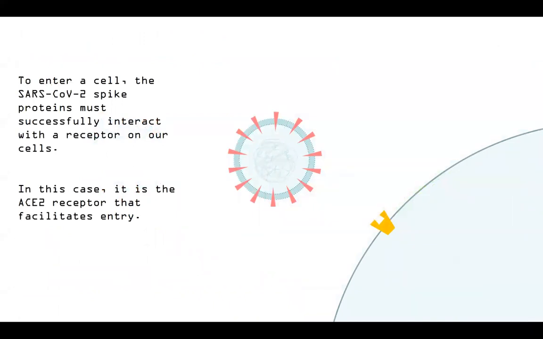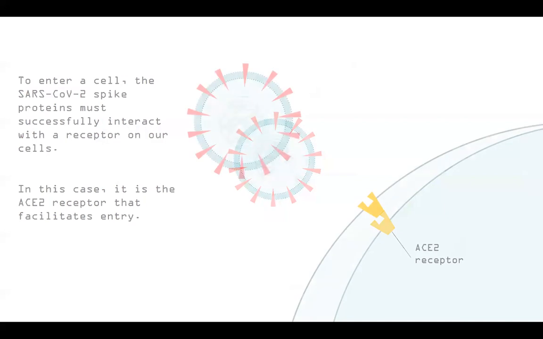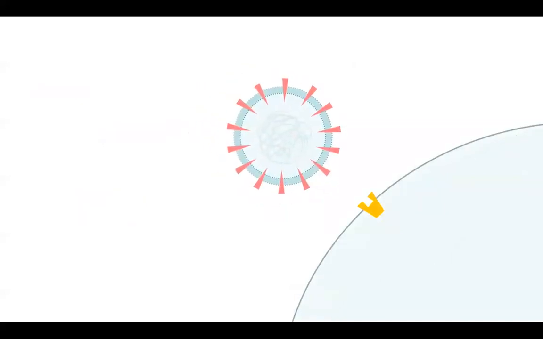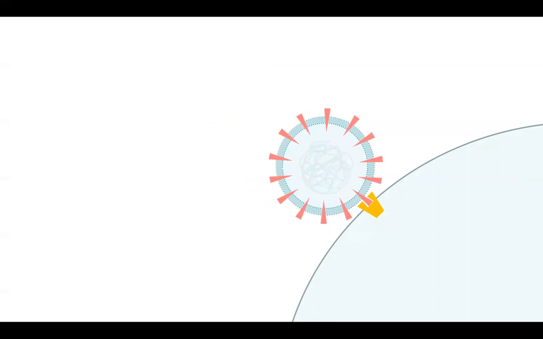To enter the cell, the SARS-CoV-2 spike proteins must successfully interact with the receptor on our own cells. In this case, this is the ACE2 receptor. This is why you hear about ACE2 getting a lot of attention in the context of coronavirus. It's the receptor that facilitates entry, and it's present not only in the respiratory system, but in many cell types throughout the body. Okay, so here we go, those spike proteins ready to interact with this receptor.